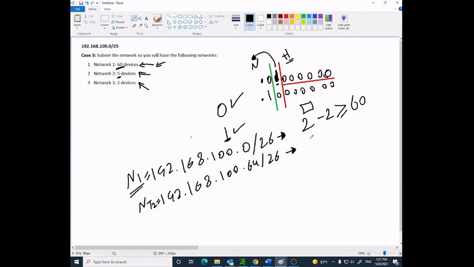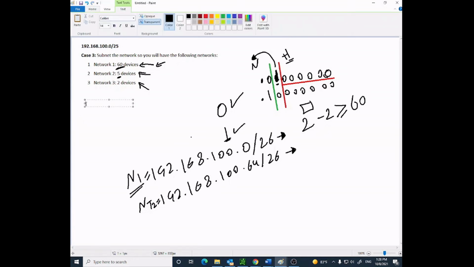Now, the question that you need to ask yourself here: I need only 5 devices, but this network by itself is going to give me 62 different devices. I can have 62 different devices in this network, where in reality, all I need is 5. So I am wasting way too many IP addresses. To solve this problem, we like to look at the problem as a new one.